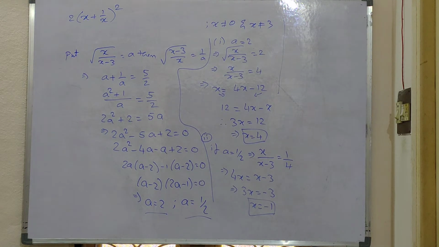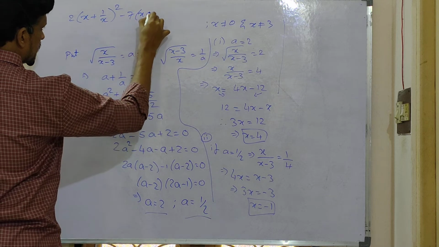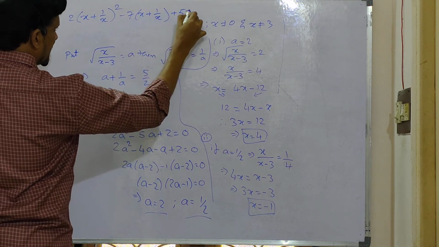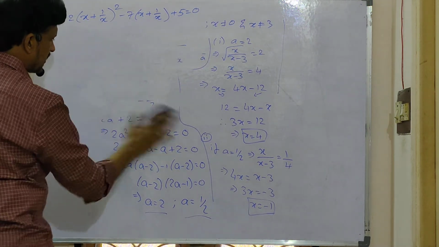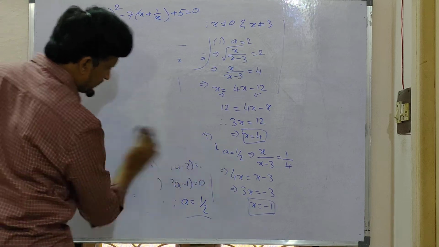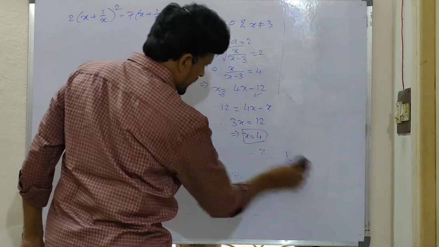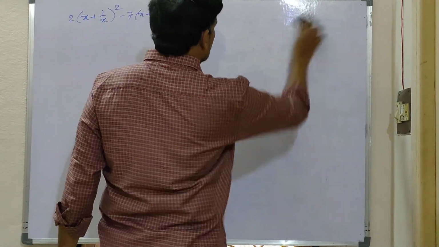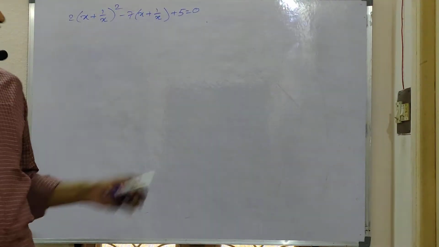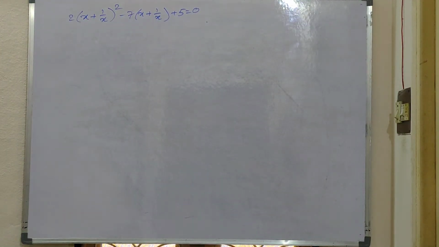So the next one is 2 into x plus 1 by x whole square minus 7 into x plus 1 by x plus 5 is equal to 0. You have to solve this equation here. Just observe the problem. So here the given problem is 2 into x plus 1 by x whole square minus 7 into x plus 1 by x plus 5 is equal to 0.